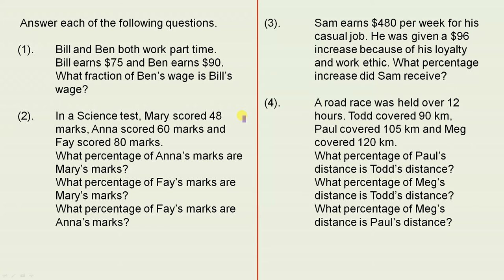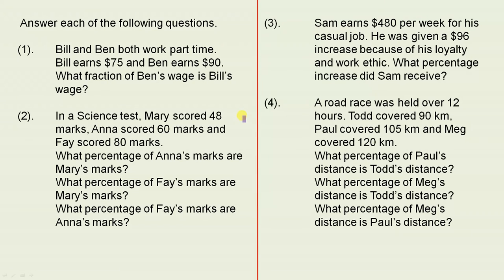Number 3. Sam earns $480 per week for his casual job. He was given a $96 increase because of his loyalty and work ethic. What percentage increase did Sam receive? So we are given guidelines here in the lesson, and that shows us exactly how to do this one.